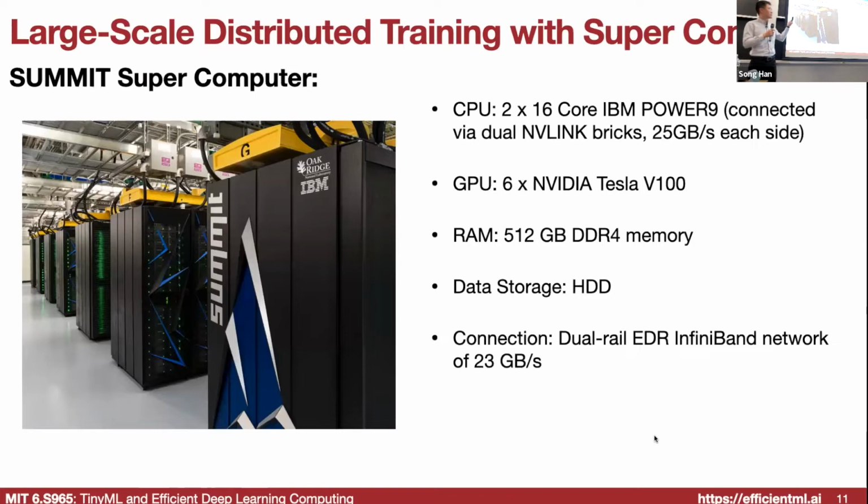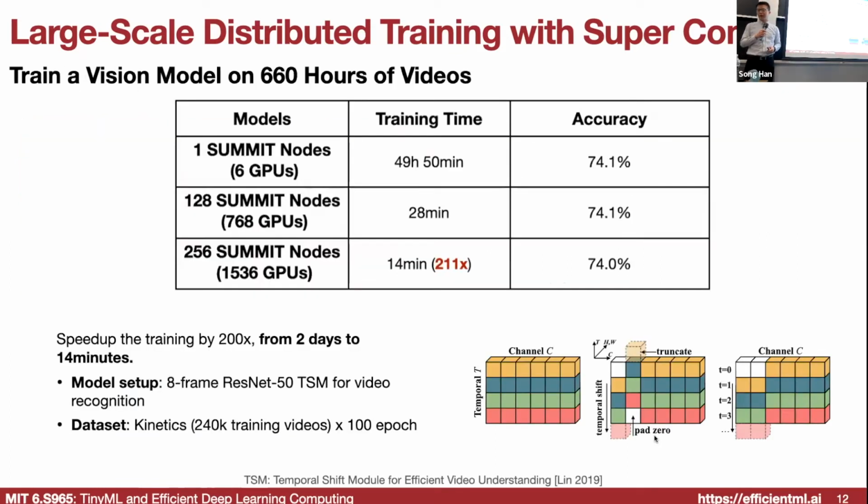So let's see a real-world use case. We've been using the Summit supercomputer to train on a lot of videos, okay, to train this temporal shift module video recognition model. On the Summit supercomputer, each node contains 6 V100 GPUs with 12 gigabytes of memory, so we can possibly fit the data set locally in memory. Okay? And it's connected by high-speed InfiniBand networking. Okay, super fast. We train this vision model over 660 hours of videos. Okay? Initially, just using one node, it takes 2 days for us to train it. So initially, one node takes 49 hours and 15 minutes to train the model.